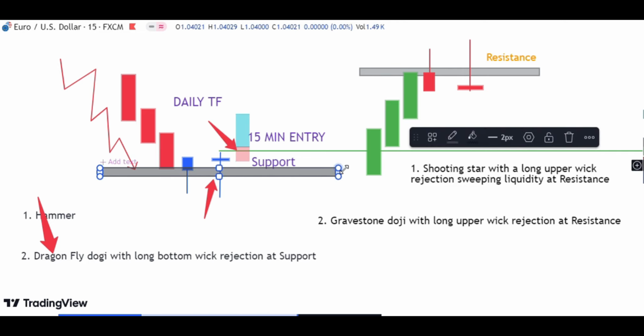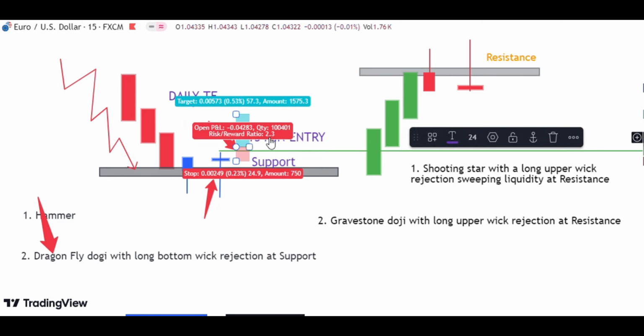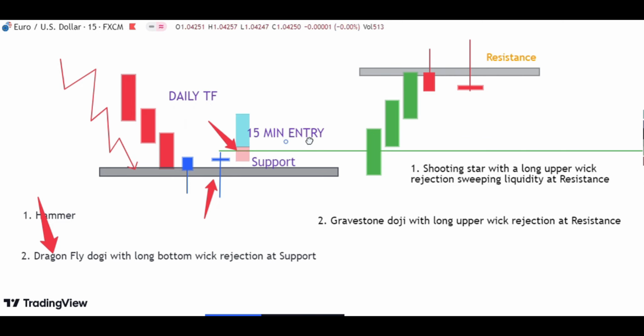But the candles, you identify them on a daily. The hammer is a daily, and the Gravestone, the Dragonfly doji is also a daily candle. But the entry time frame the next day should be 15 minutes time frame, guys. Hope you understand.